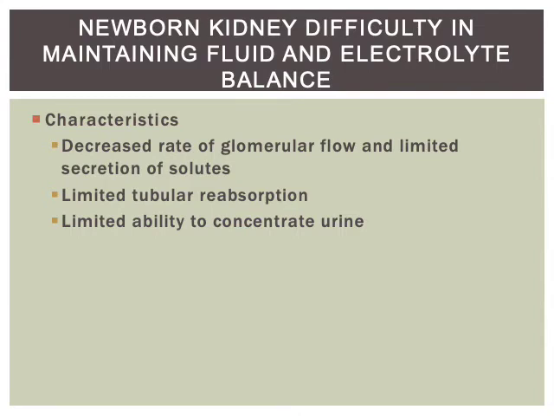So these are the urinary adaptations: the newborn kidney has difficulty in maintaining fluid and electrolyte balance. These are the characteristics that you will see. There will be a decreased rate of glomerular flow and limited secretion of solids. There will be limited tubular reabsorption, and of course limited ability to concentrate urine. So the newborn's kidney function is immature compared with that of an adult.